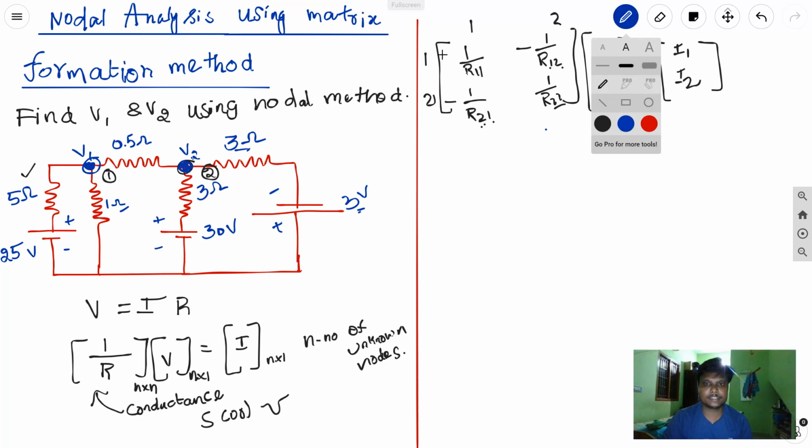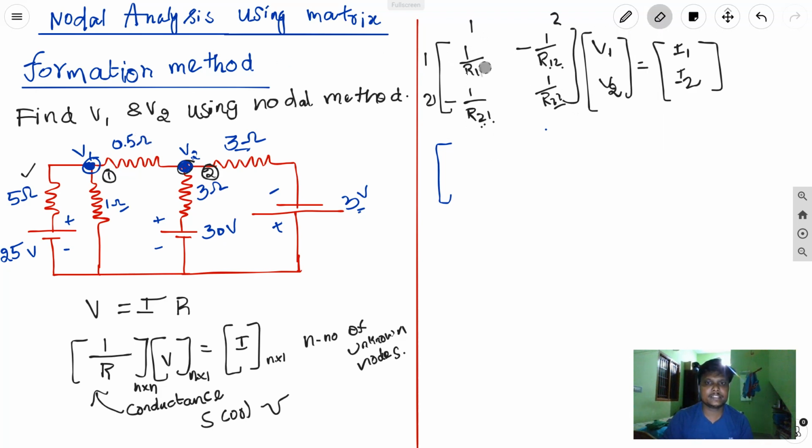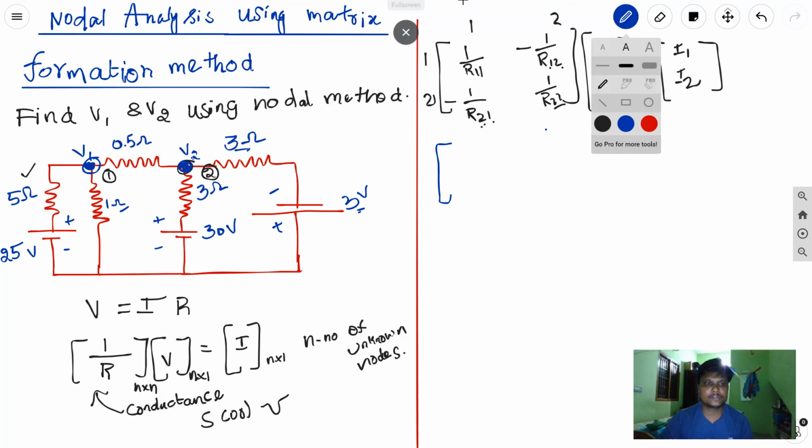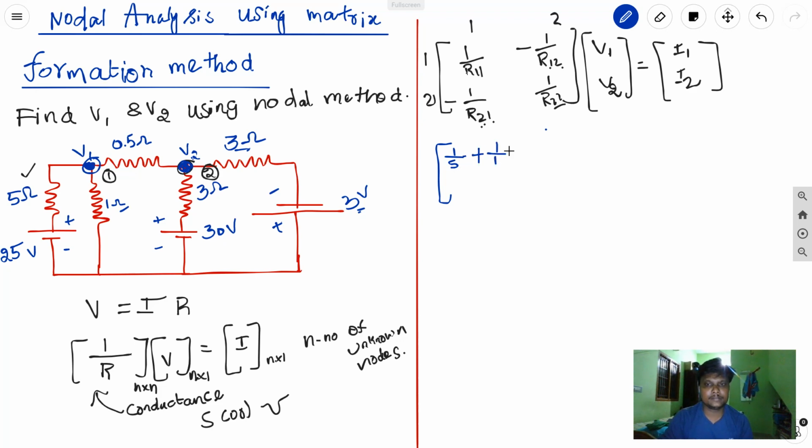So I'll start with the first one, 1 by R11 value. I already told that R11 is nothing but the sum of resistors which are connected to node number 1. If you look at this node number 1, there are three elements connected together, right? 5 ohm, 1 ohm, 0.5 ohm. So I take the reciprocals and add them. That means 1 by 5 plus 1 by 1 plus 1 by 0.5. This is actually 1 by R11.